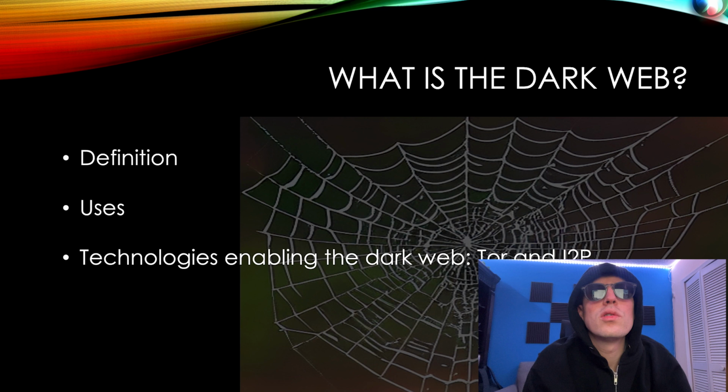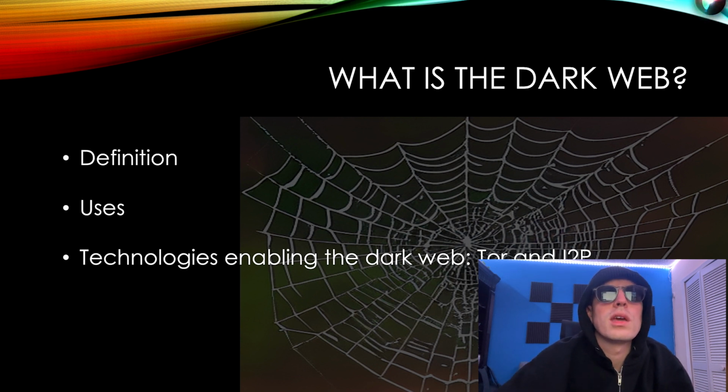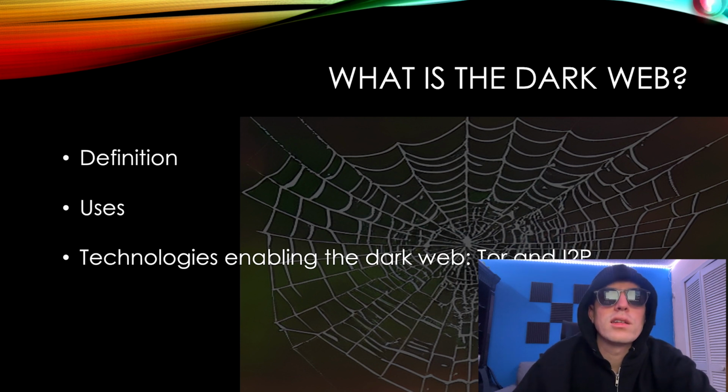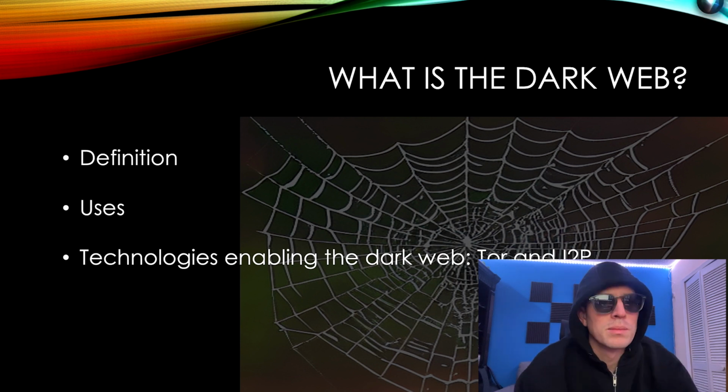Okay, and some of the technologies that enable this are the Tor browser. It's like a Google but for the dark web, and then I2P, which is the Invisible Internet Project, a network layer that allows for secure and anonymous communication. Both of these technologies are really important in maintaining anonymity and security on the dark web.